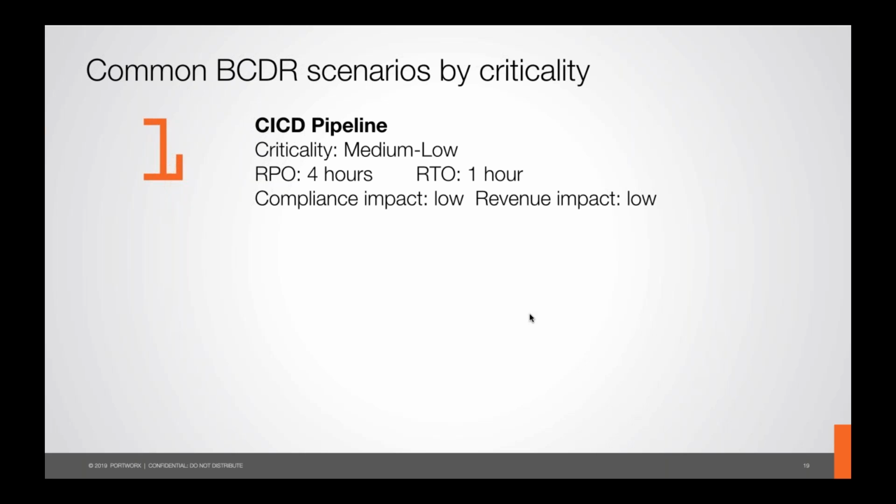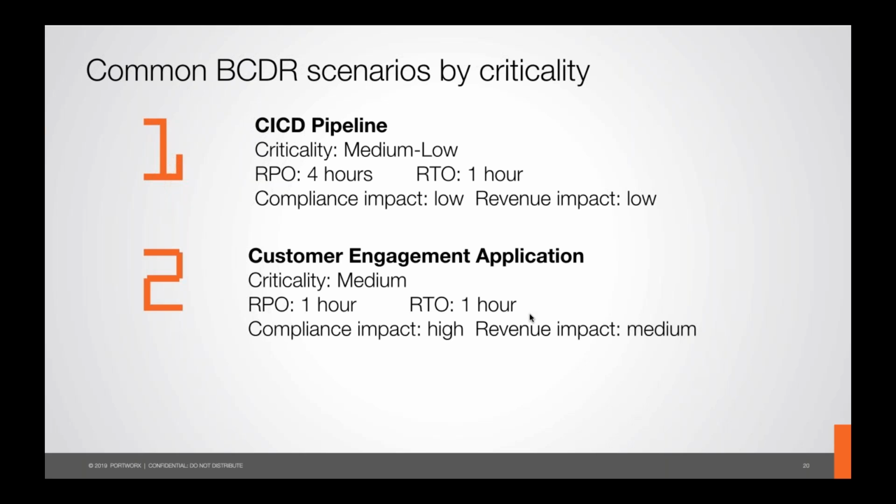So for one, we could look at a CI/CD pipeline, which I'm saying is a medium to low criticality app, right? This isn't how our business makes money, but it's an important part of our development pipeline. There's really not a compliance impact. The revenue impact is low, and my RPO and my RTO objectives are relatively moderate. We could go up a level and say, okay, we've got a customer engagement application, right? Maybe it's a banking app that allows me to check my credit score, something like that.